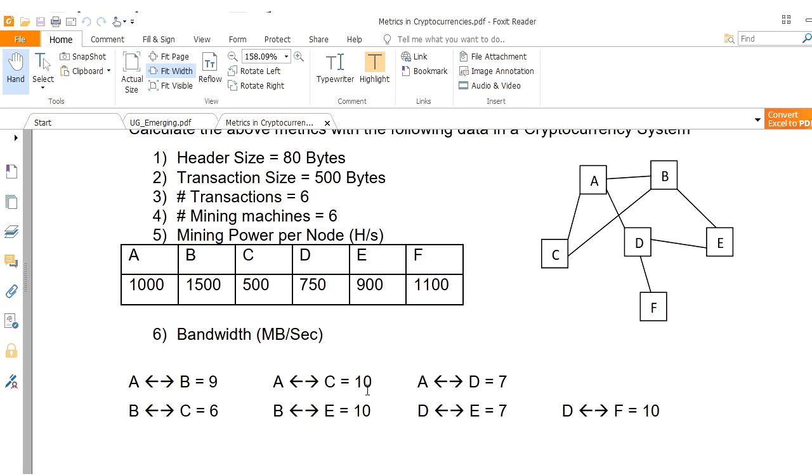A to C is 10. A to D, I am assuming equal. D to A also the same, 7 MBps. Next is B to C 6, like that. B to E 10, D to E 7, and D to F 10. So the entire diagram's bandwidth I have mentioned here.